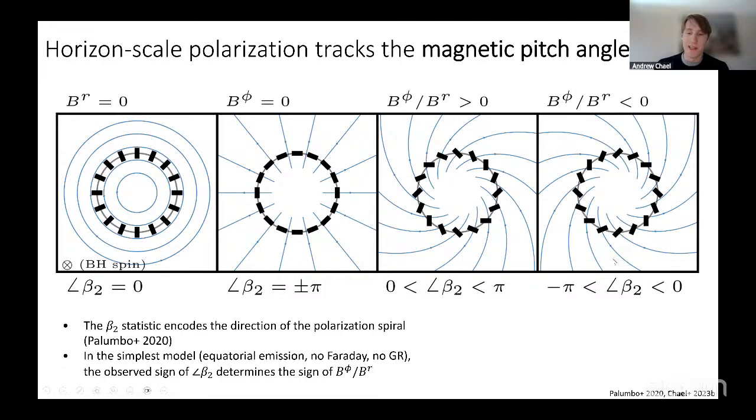So basically, if we can throw out all the complicating effects, which in reality we think are quite important, and simplify it down to this picture, measuring the observed sign of beta-2 tells us immediately how the azimuthal part of the magnetic field relates to the radial part. And we're in this regime, at least for the first images of M87, where we are observing a negative angle of beta-2, and that corresponds to the toroidal part of the field being negative relative to the radial part.